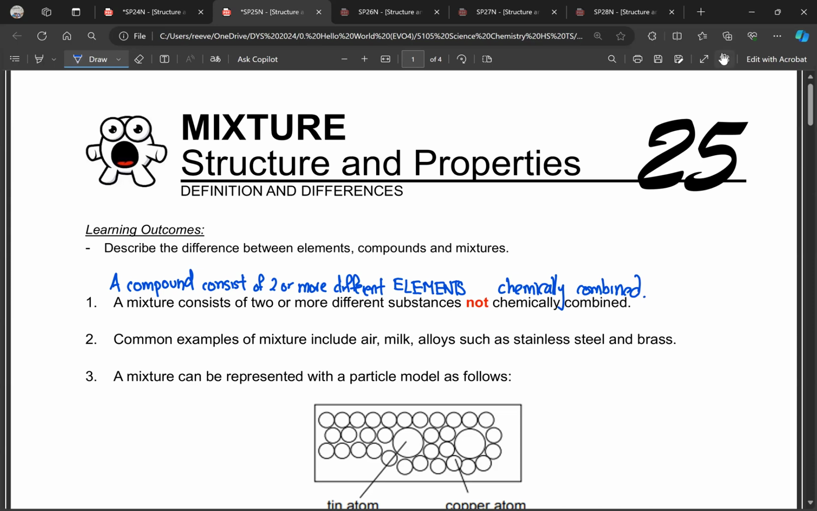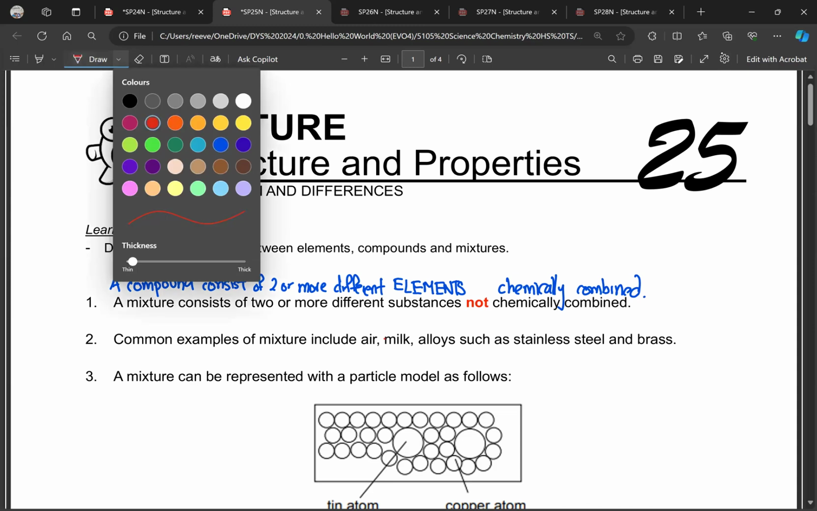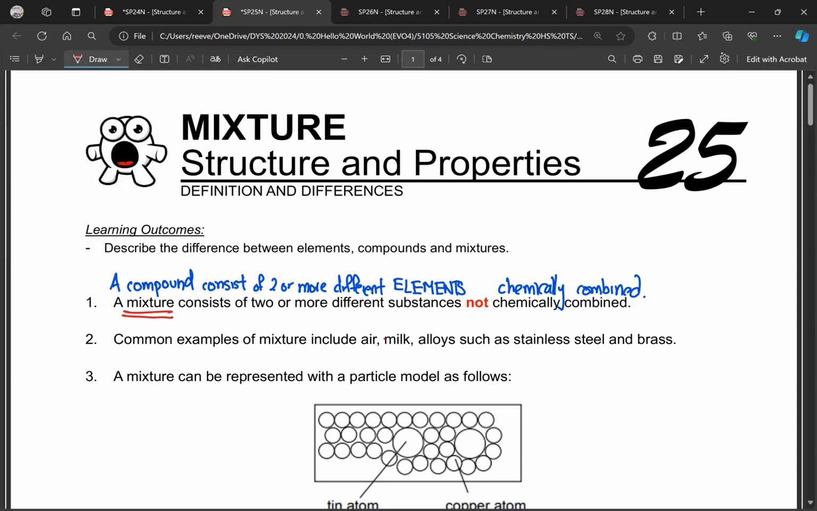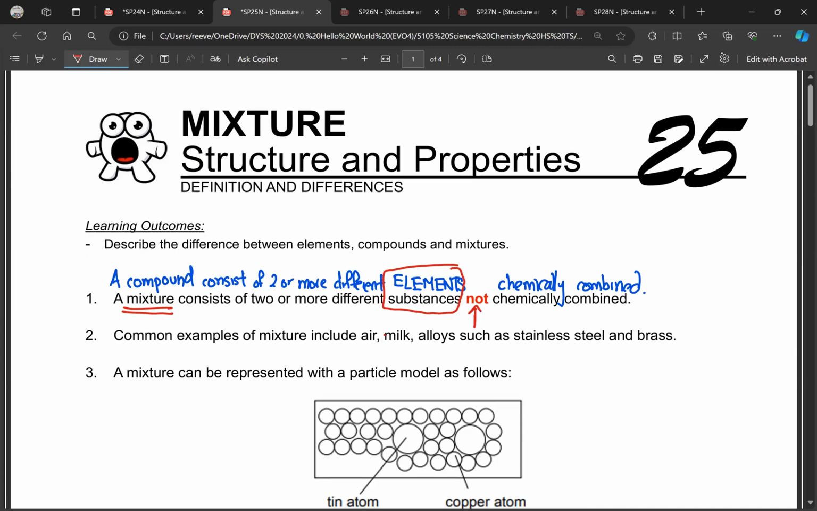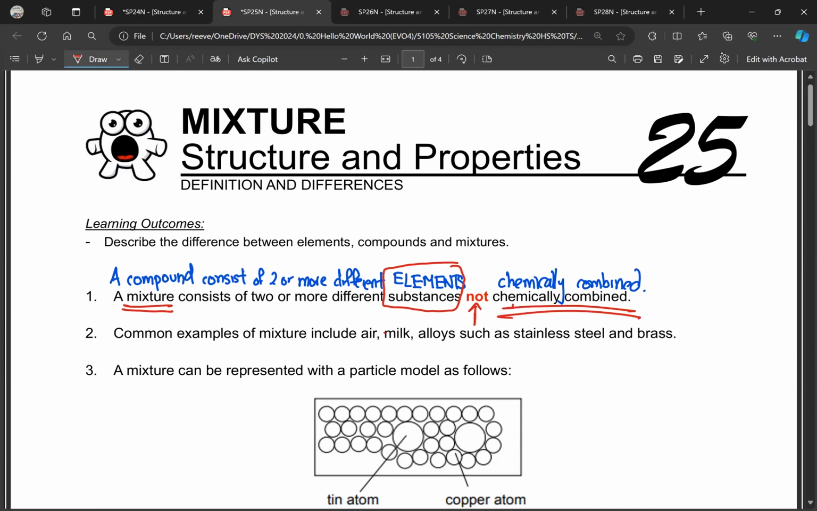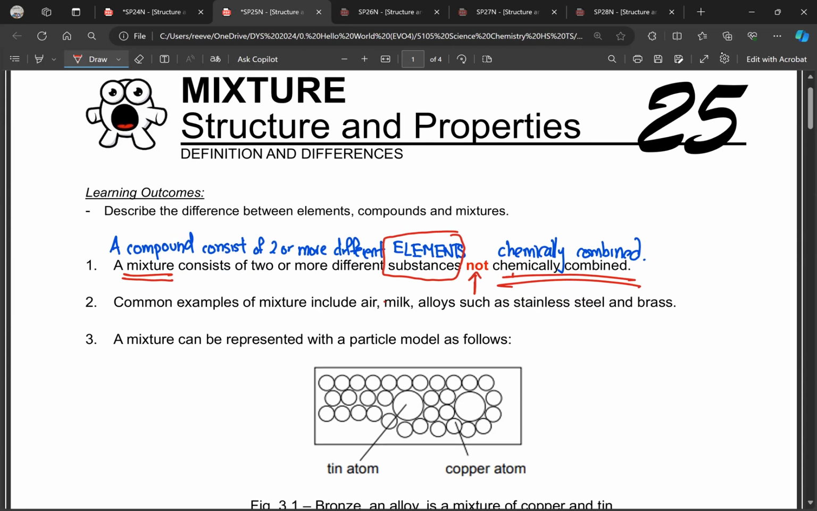Okay, this is compound. We are done with compound. Our focus now is mixture. So if you look carefully, I don't use the word elements. I use the word substances. And I also have this word: not chemically combined. I must have the words chemically combined, but include the word not. Not chemically combined. That means I just mix.